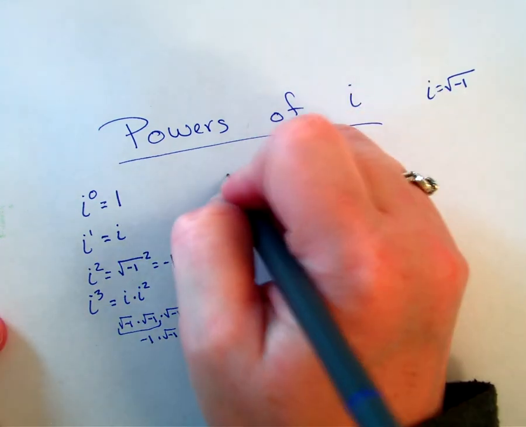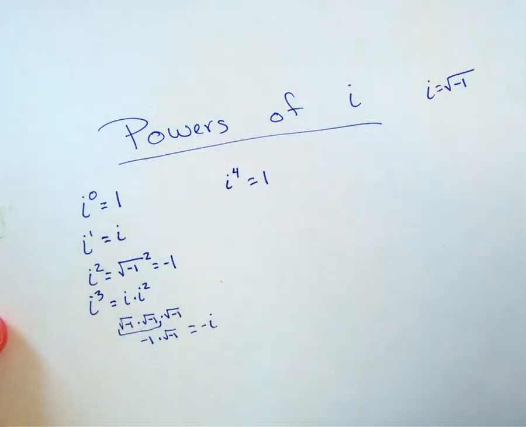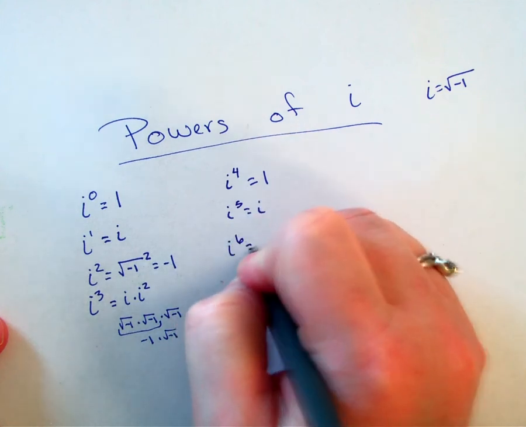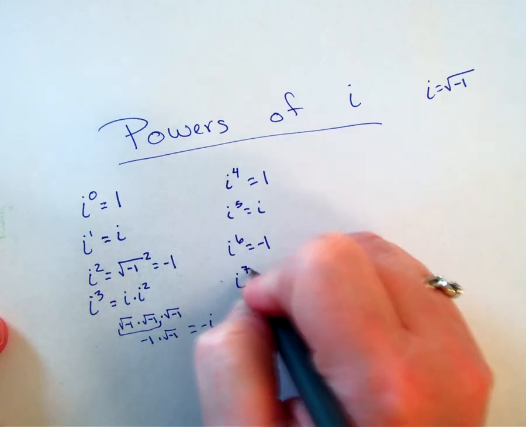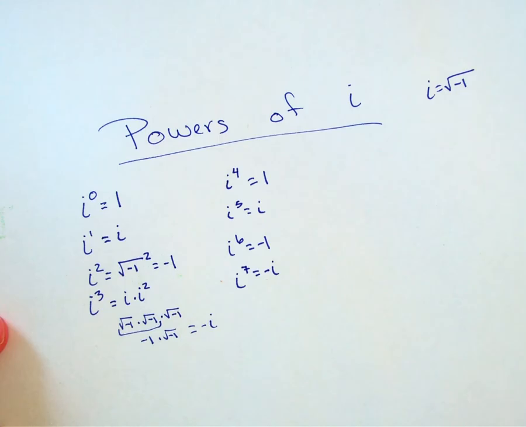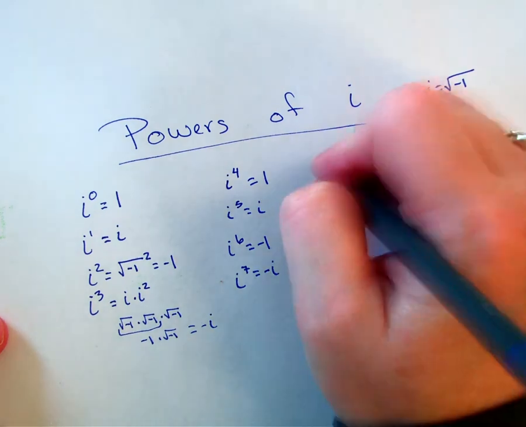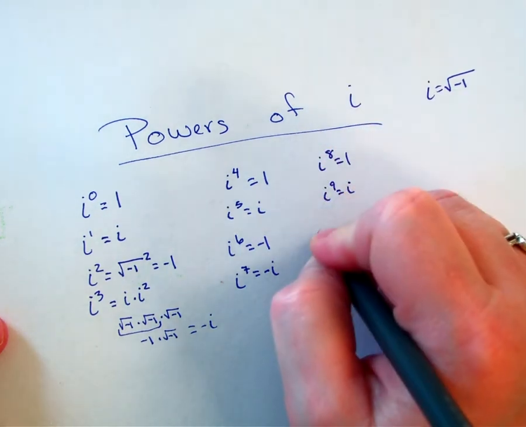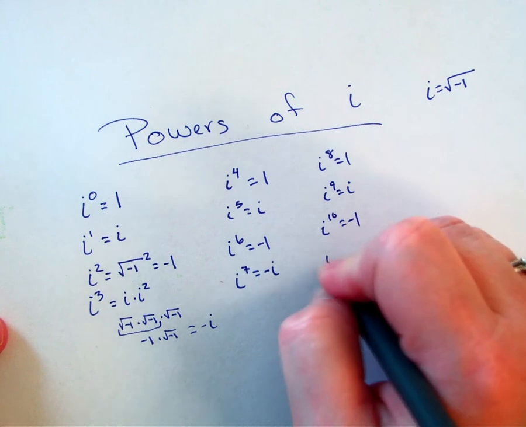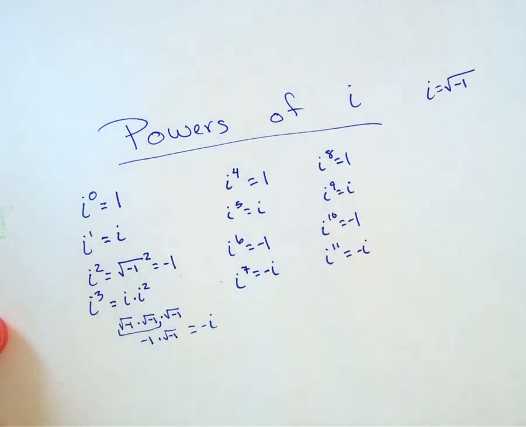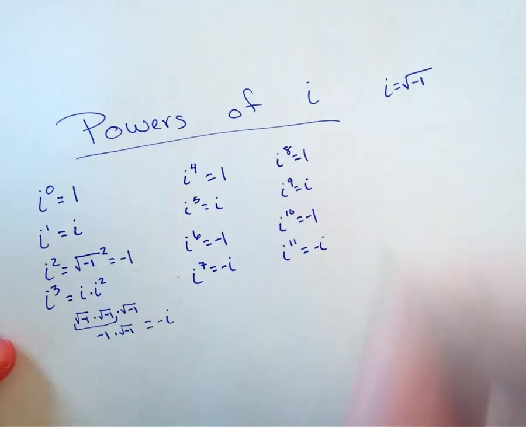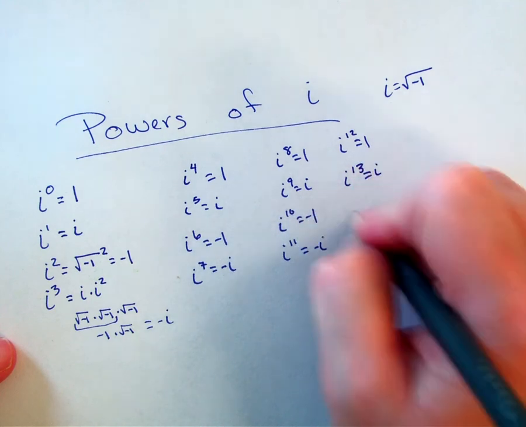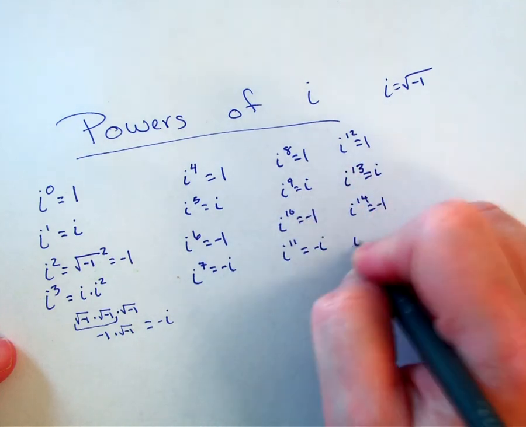And then the pattern repeats. i to the fourth is the same as i to the 0. i to the fifth is the same as i. i to the sixth is the same as i squared. And i to the seventh is the same as i cubed. And then it repeats the pattern again. So i to the 8th is 1. i to the 9th is i. i to the 10th is -1. i to the 11th is -i. And then it repeats it again. So it just keeps repeating this pattern over and over and over again.